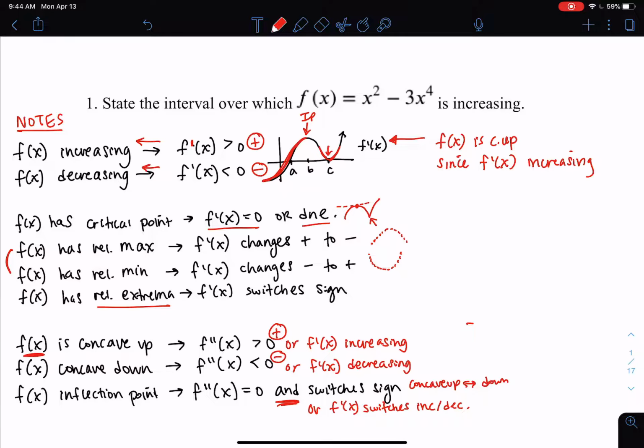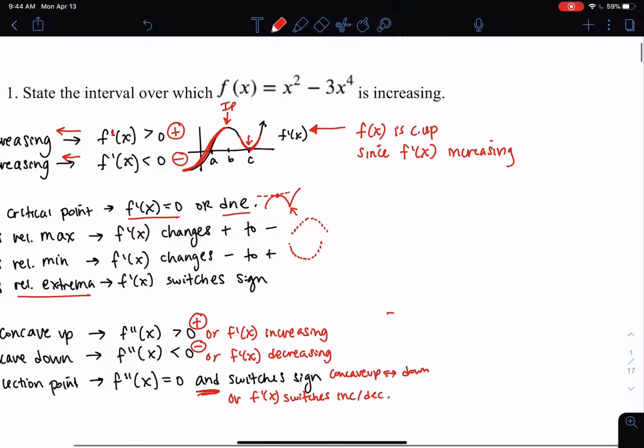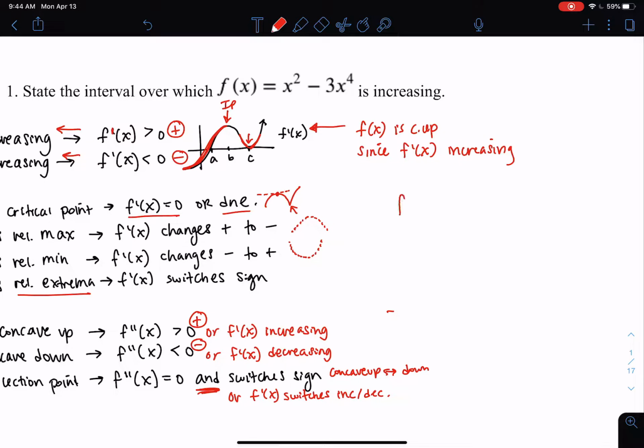Let's start number 1. So state the interval over which this function's increasing. So let's show our work. Actually, let's first write the definition we need. If I want f to be increasing, that means that f prime should be greater than 0. My slope should be positive. So let's find f prime of x. And then let's see where it's greater than 0 by using a number line. I will have to factor and reorganize these.